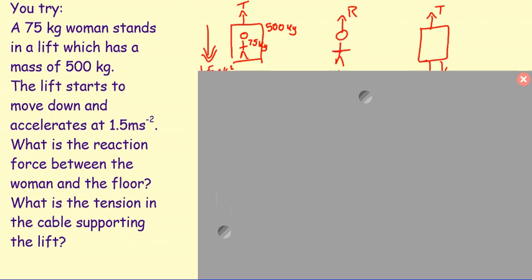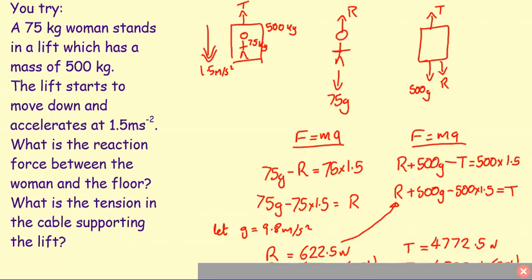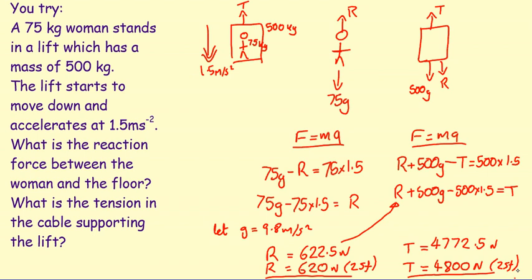Okay, and so here we have to use the two different diagrams because it asks for the reaction force. And in order to find the reaction force, we have to calculate it on each individual object. And so here we get a reaction force of 620 newtons. I've taken G in this one to be 9.8 meters per second squared. I should have said in the question.